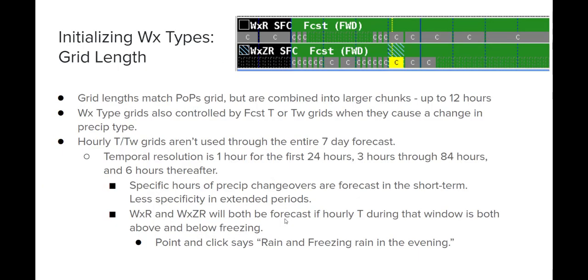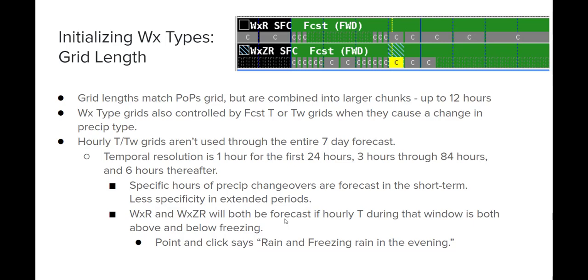Let's go over the length of the weather type grids. This isn't necessary for you to know, but it will likely remove the mystery of why you have some weather type grids of 1 hour and other types you'll have 3, 6, or even 12-hour grid lengths. Generally, the length of the grids are set by the length of your pop grids, but they are combined into up to 12-hour chunks if and when they are the same.